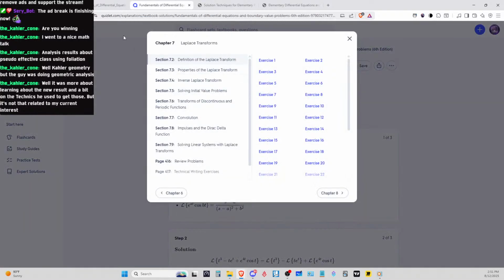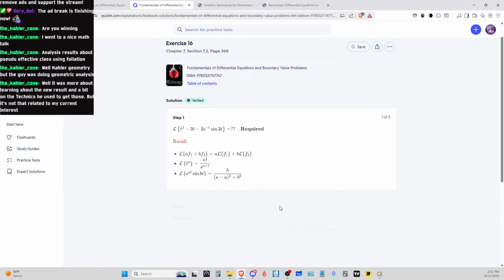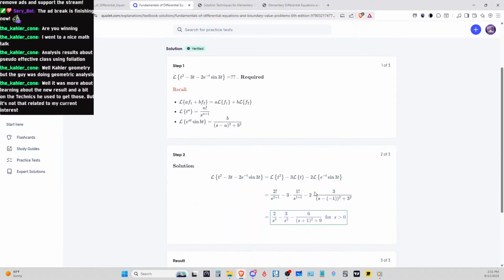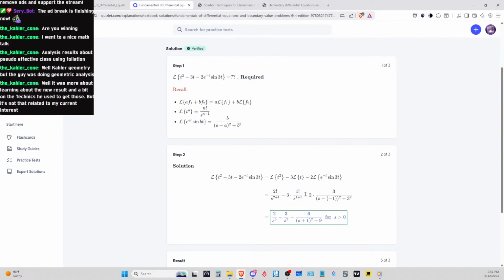This one is, I think it's 16. So 16. Yeah, that is the question we got. So let's see. So 6. I think that is what we wrote. Yep, that's what we wrote.